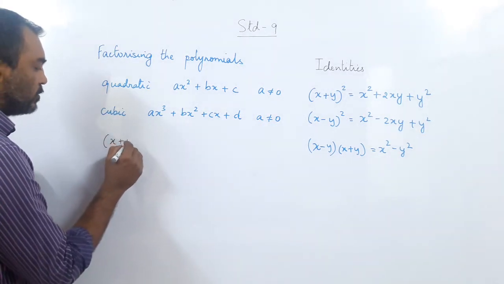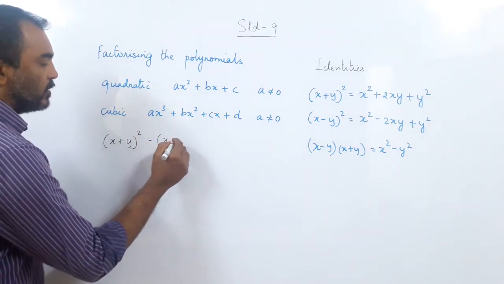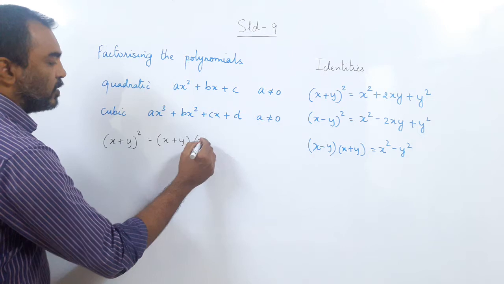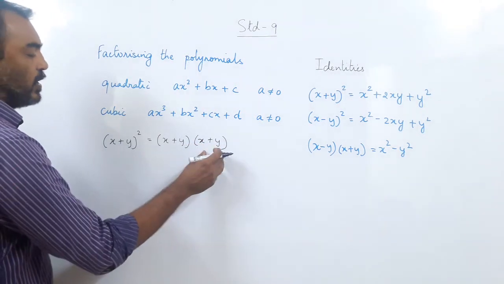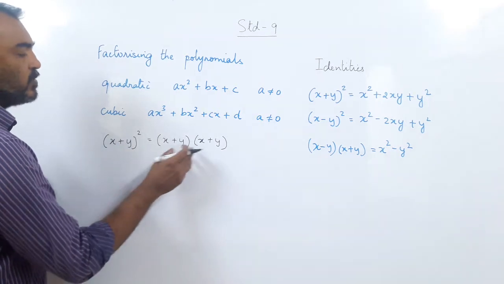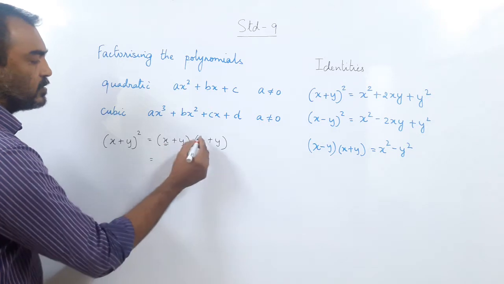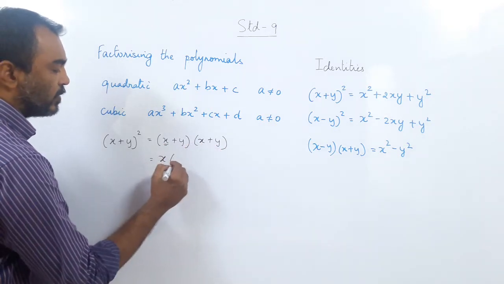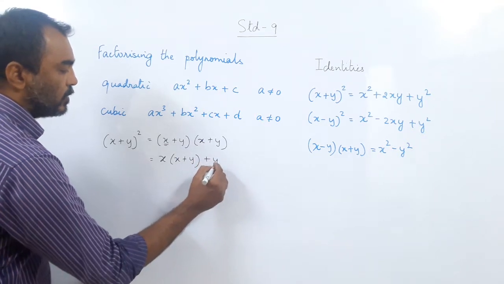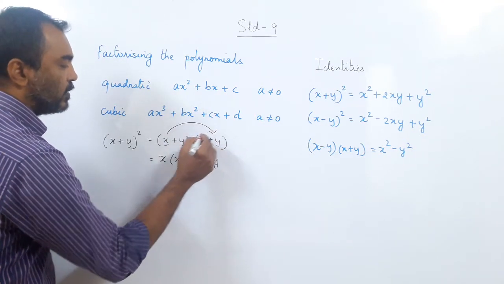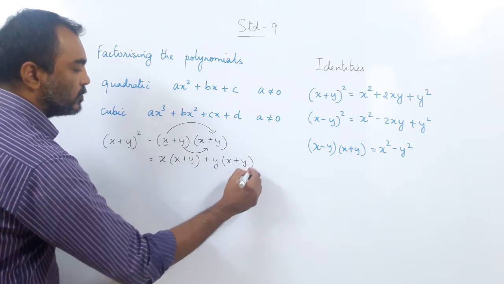X plus y the whole square is actually what? What is x plus y whole square? It is x plus y into x plus y, right? Because 5 square is 5 into 5. So x plus y the whole square is x plus y into x plus y. How do we multiply this? This x is multiplied by the whole bracket, x plus y, and this y is also multiplied with the whole bracket, x plus y.